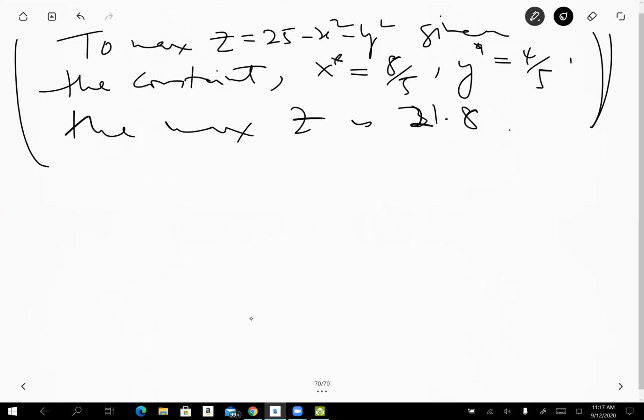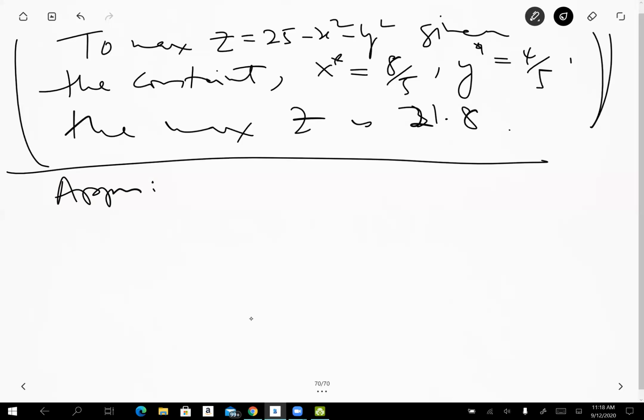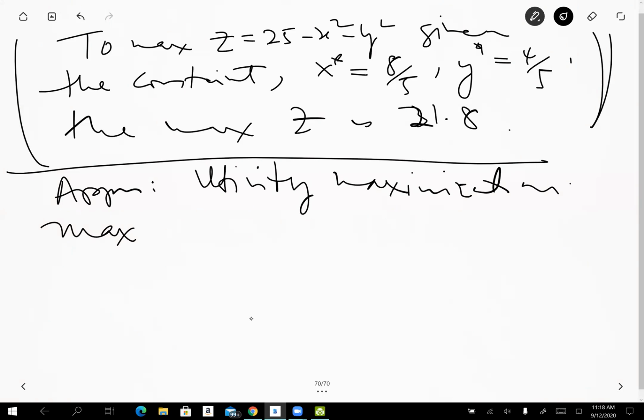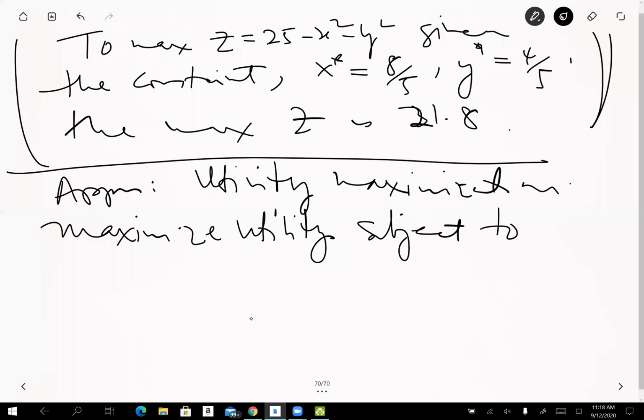Now, in application, we look at two examples. Example number 4. These are all economic examples. Application number 1 is utility maximization. In economics, for consumer behavior, consumers maximize utility. There is a limit to the maximization of utility: we maximize utility subject to the income constraint, or the budget constraint.